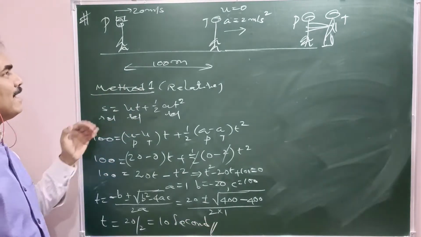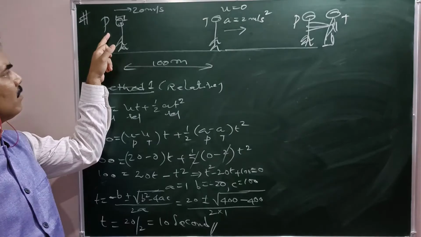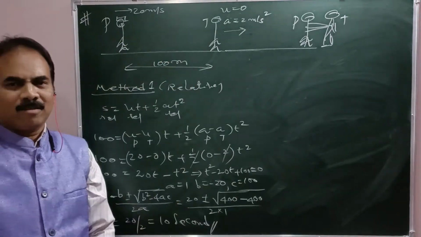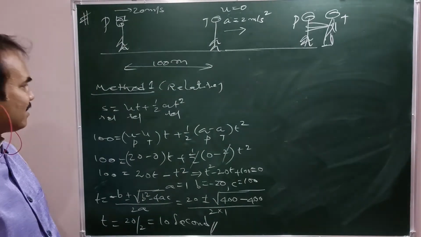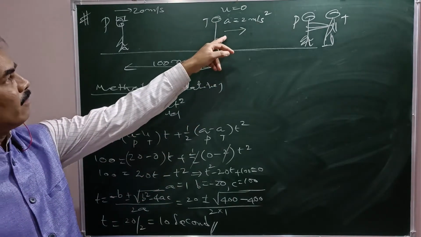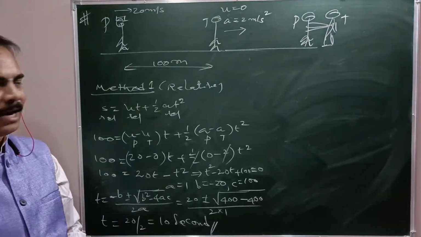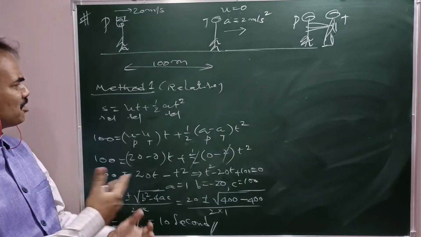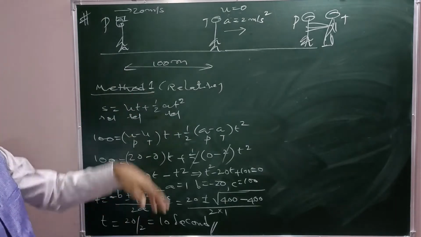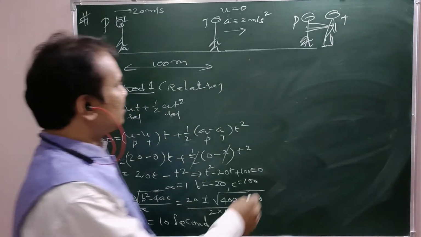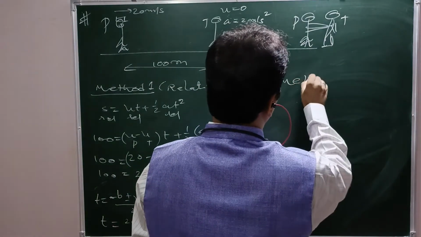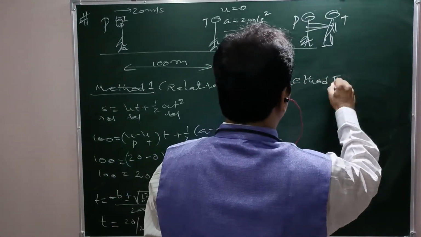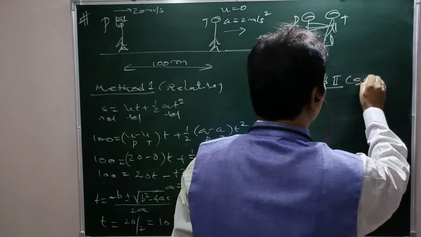So within 10 seconds, the policeman will catch the thief. In 10 seconds, he will definitely be caught by the policeman. Of course, in the general method also we can find the same solution. See, the general method, method 2.